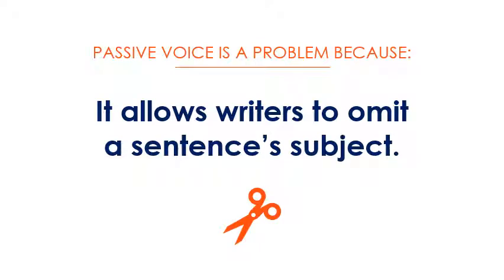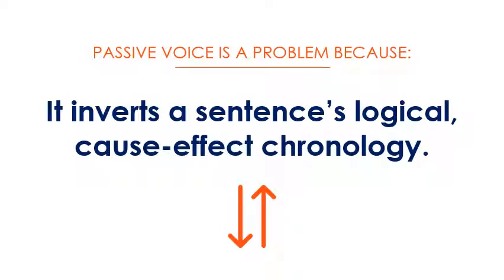Now, passive voice is a problem for a number of reasons, but one of the biggest problems with passive voice is that it allows writers to omit the subject of a sentence, the person, place, or thing responsible for action, as we did in the previous example. This leads to sentences that are vague and indirect. But by far a bigger problem with passive voice is that it inverts a sentence's logical cause-effect chronology.